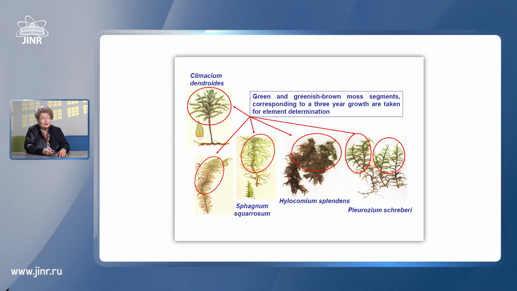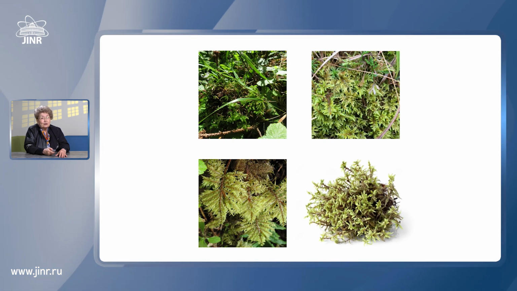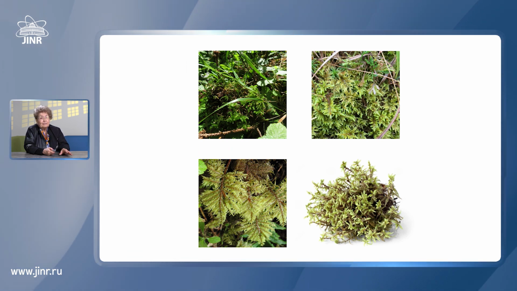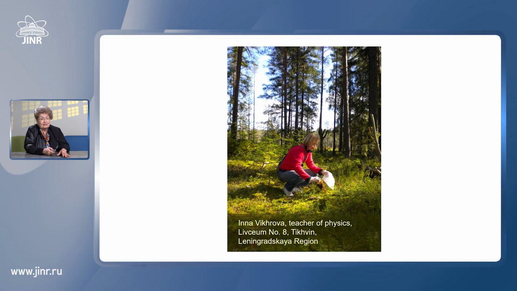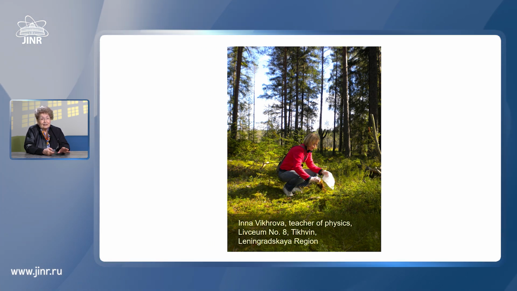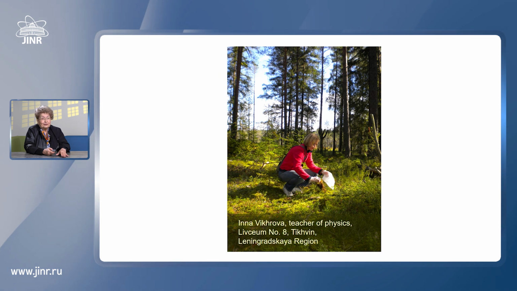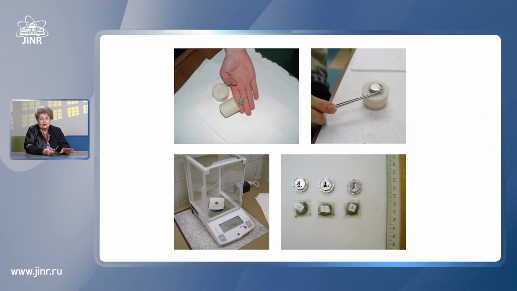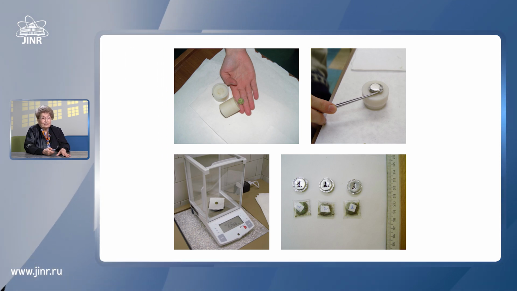This is another picture of different types of mosses. So it was decided that only a few mosses growing in the northern hemisphere could be used for the analysis. This is a picture showing a teacher from a school of physics who is collecting mosses. It's a moss carpet in the Leningradsky region. So mosses are growing practically everywhere in the northern hemisphere.